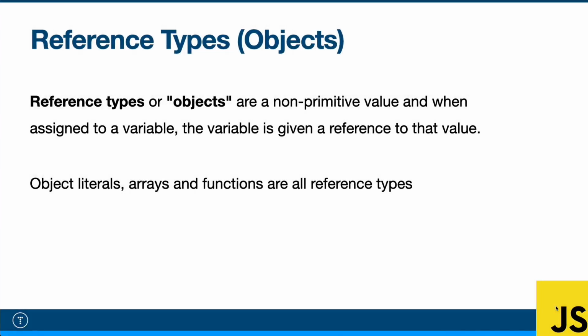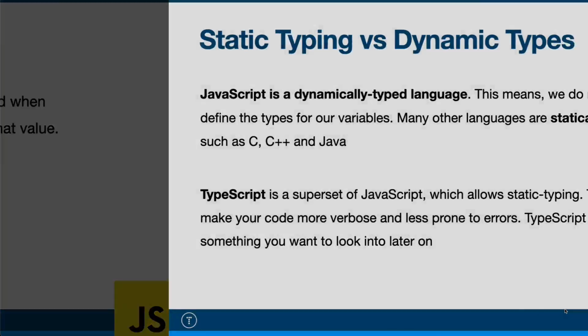So the next type is reference or objects. Now, reference or objects, they're non-primitive, and when we assign a reference type to a variable, the variable is given a reference to that value. And again, I'm going to talk more about how reference types and primitive types are stored and accessed in the next video. But object literals, arrays, functions, these are all examples of reference types.